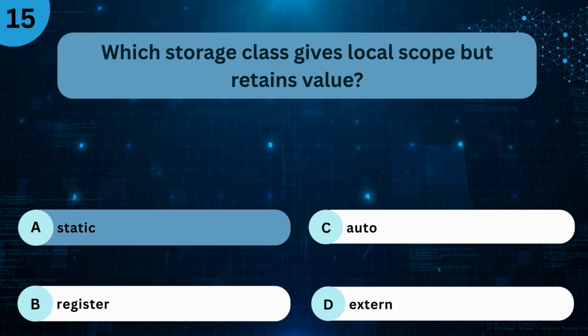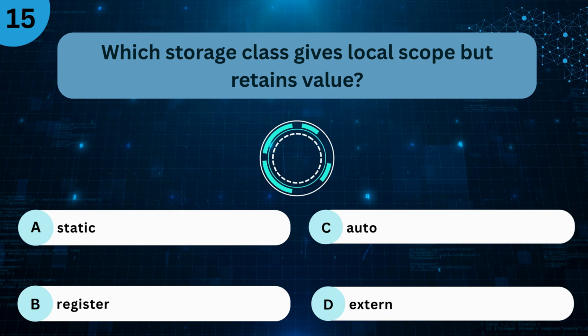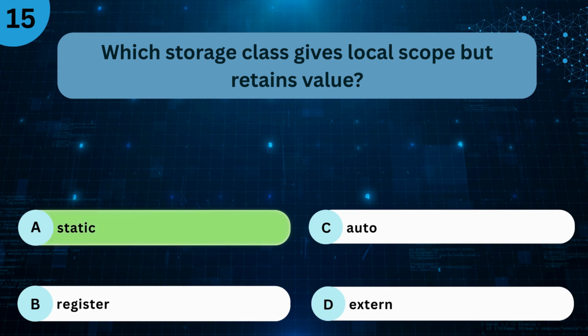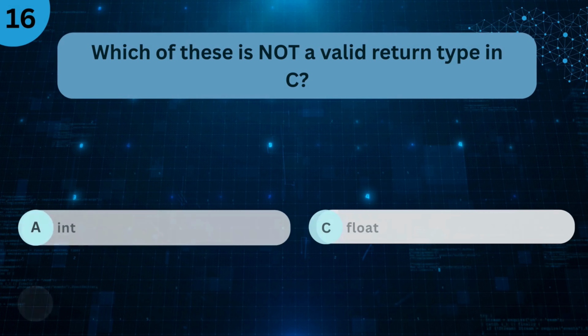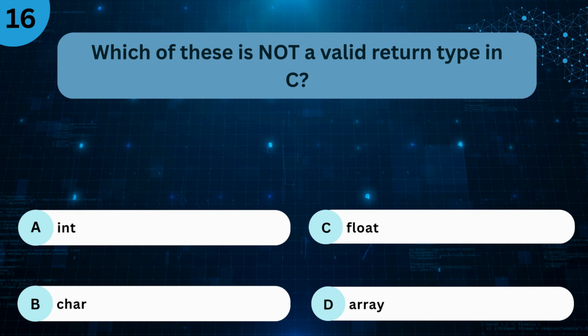A. Static. B. Register. C. Auto. D. Extern. The right answer is A. Static. Which of these is not a valid return type in C?